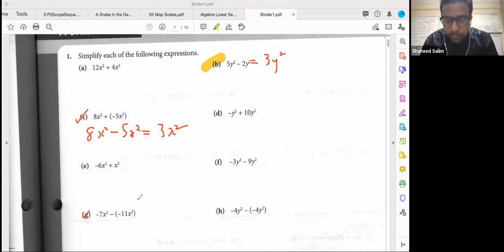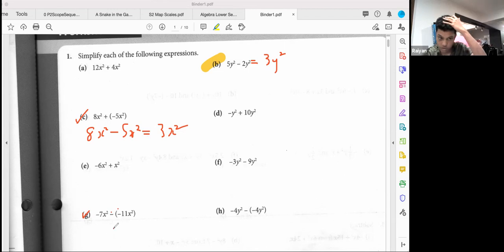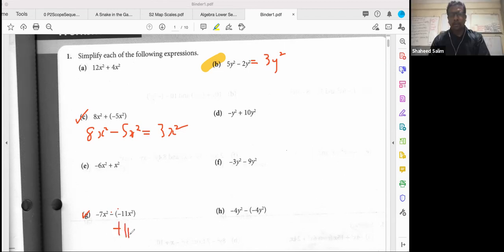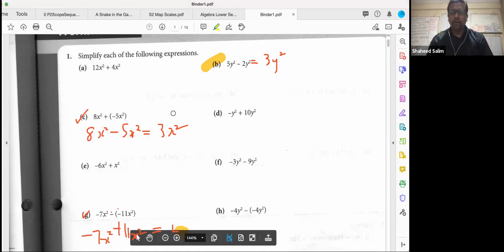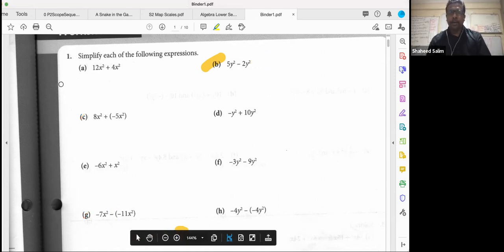Again, what's that? Okay, remember, minus and minus becomes what? Positive. So plus 11x squared minus 7x squared. You can also put it the other way around. 11x squared minus 7x squared. What's your answer? You have 4x squared. Okay, 4x squared. You are okay, right? What about F?